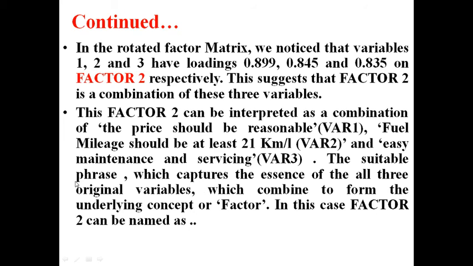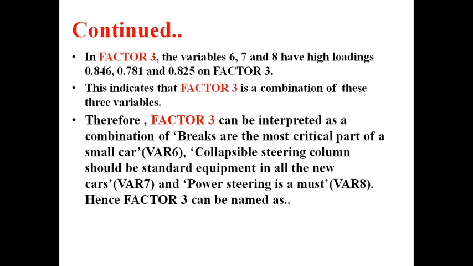The suitable phrase which captures the essence of all the three original variables, which combine to form the underlying concept or factor, in this case factor 2, can be named as economical. What we are talking about is that the price should be reasonable, fuel mileage should be 21 km per liter, and the maintenance cost should be less. So the customers are saying that the car should be economical. So our second factor is economical. First factor was spaciousness. Then the third one.